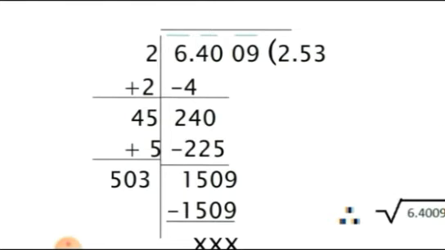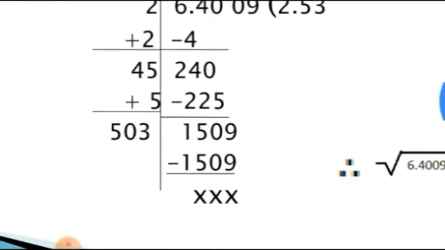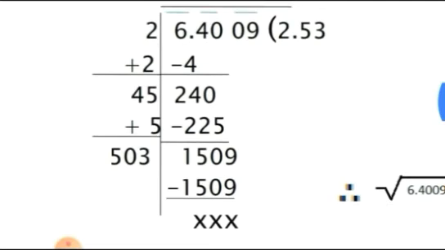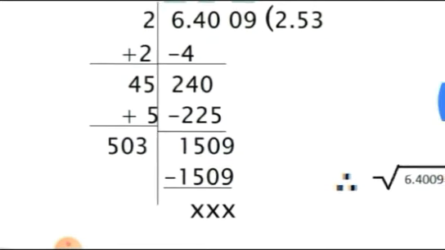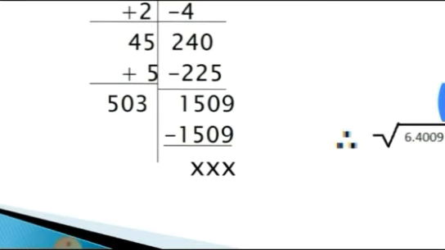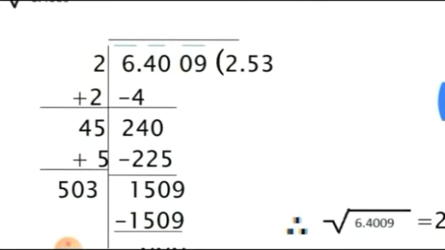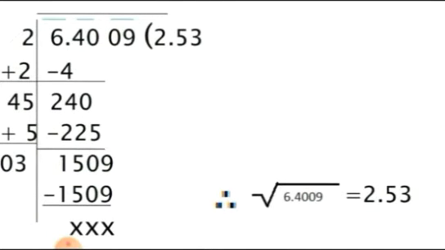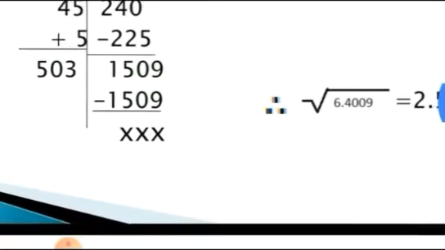Then again you choose the divisor and quotient as the same number. 2 times 2 is 4, and 2 also goes here. 2 plus 2 is 4, and 6 minus 4 is 2. Then bring down 40. After this, you put the decimal here. Then 45 times 5 is 225. Then the remainder is 15. Then you bring down 09. Then 5 plus 5 is 50 and 4 plus... 450. Then 3 you write in the divisor place and quotient place. So the product is 1509. That means the square root of 6.4009 is equal to 2.53.